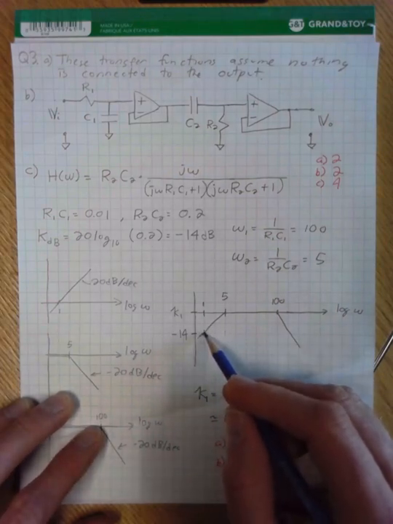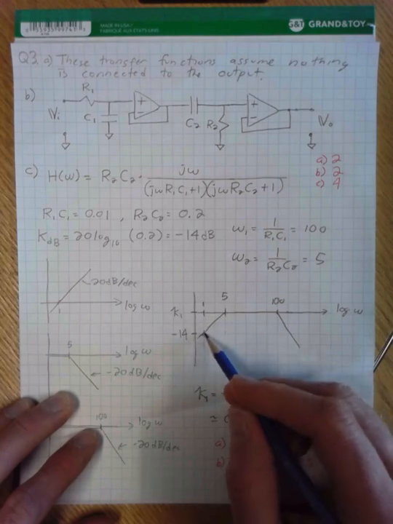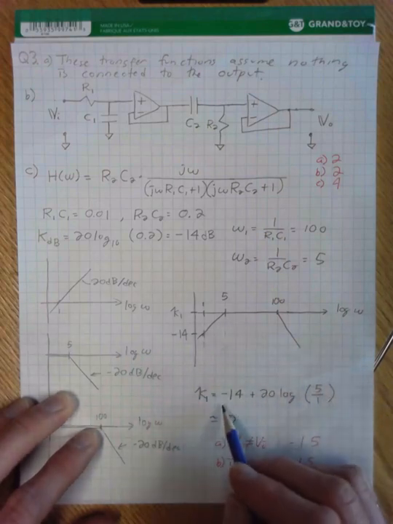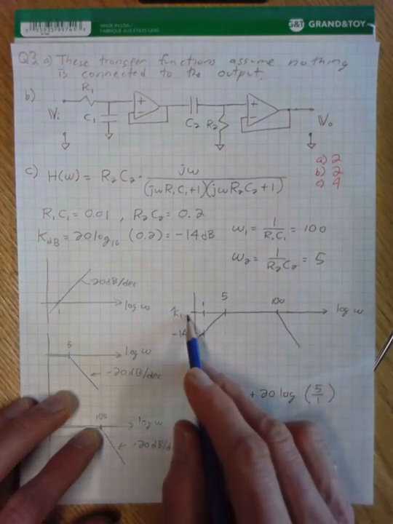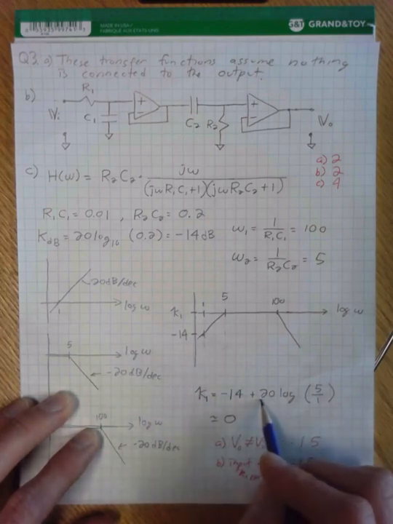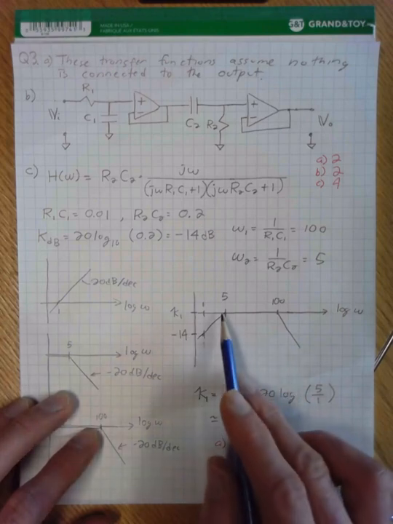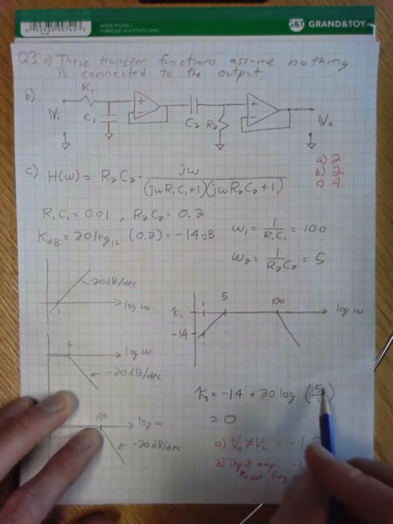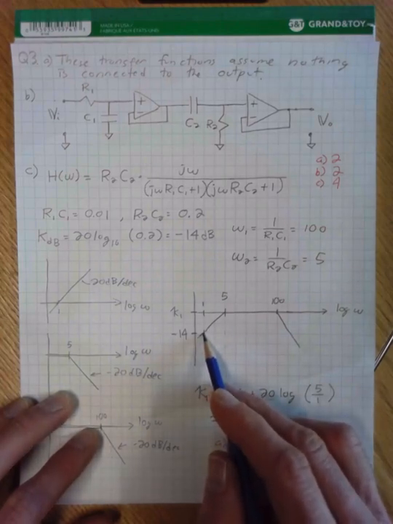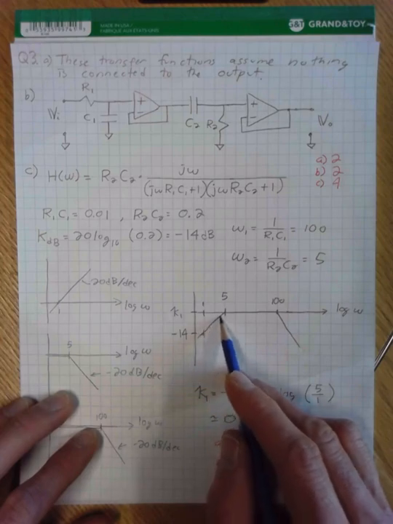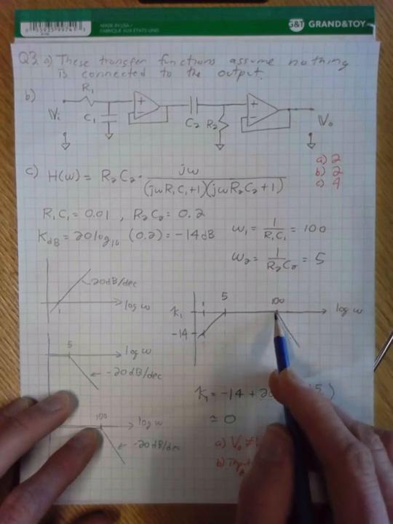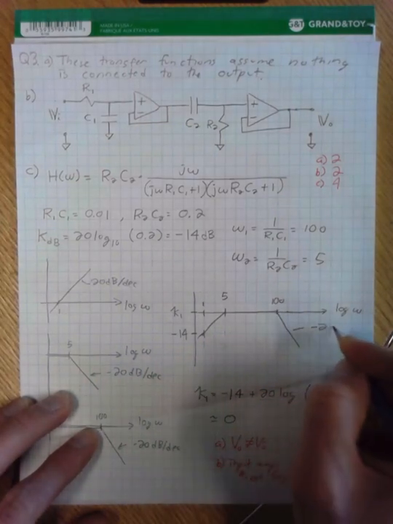If we want to see how much we rise between an omega equal to 1 and omega equal to 5, we can calculate our value of K1 as being equal to minus 14, which is where we're starting, plus 20, because that's the slope of our line, log of the ratio of the end frequency and the start frequency, 5 over 1. And if you do that, you get approximately 0. It's not exactly 0, but you can draw it as 0. And so that basically means we rise up to 0. We go across at 0, and then starting at 100, we go down at a slope of minus 20 dB per decade.